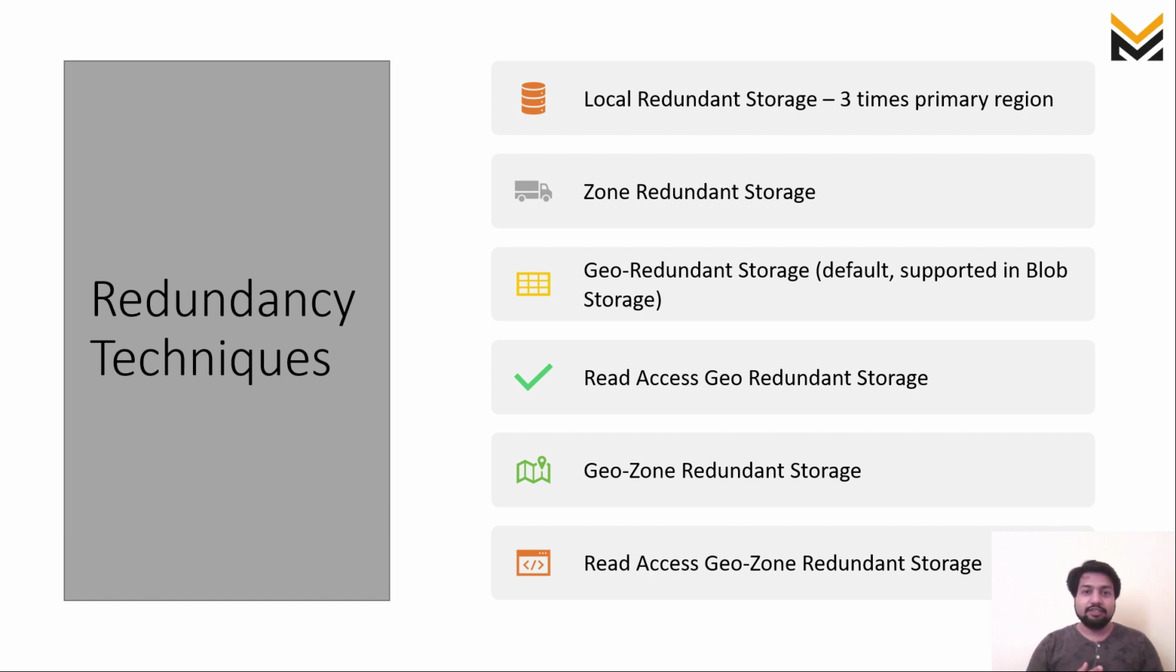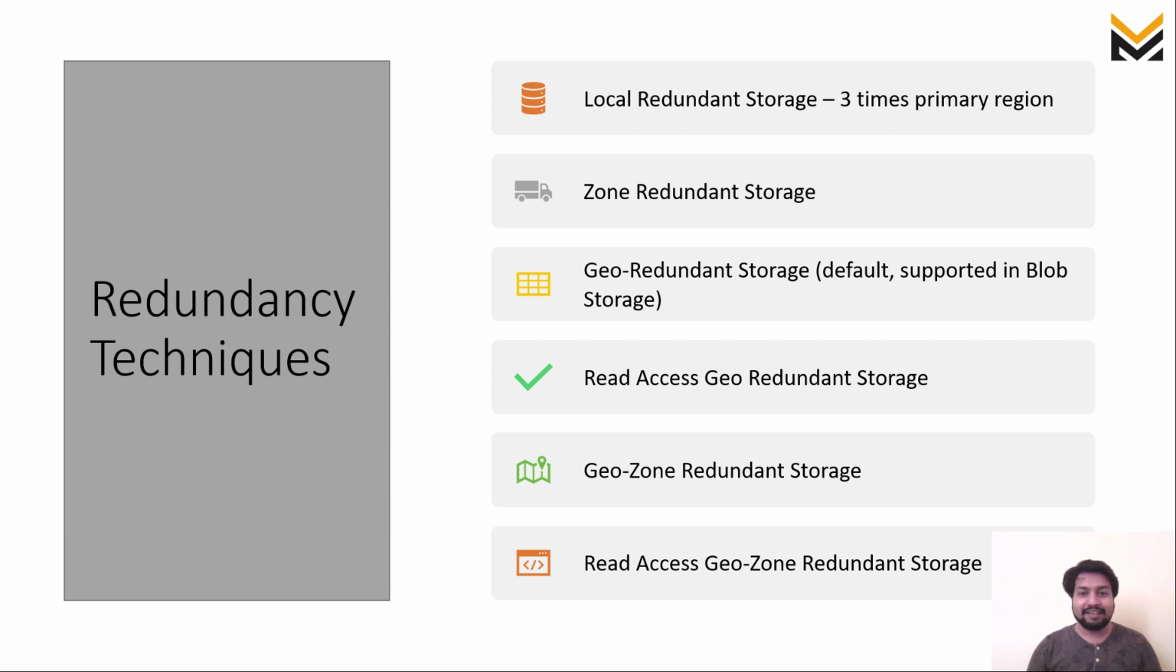Then comes the GRS, that is Geo Redundant Storage, and this is the default storage provided by Blob Storage. It follows the local redundant storage, and it also asynchronously copies your data into a different location or different location of servers. It can be either in your city or out of your city, let's say India and US. It will create 2 copies of that data.